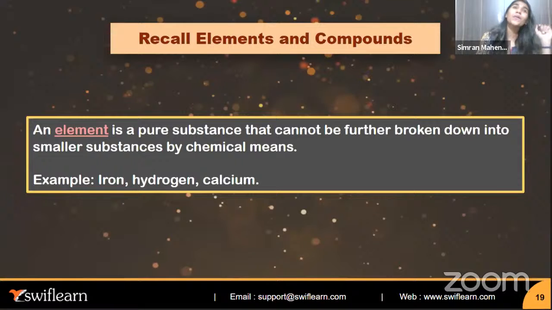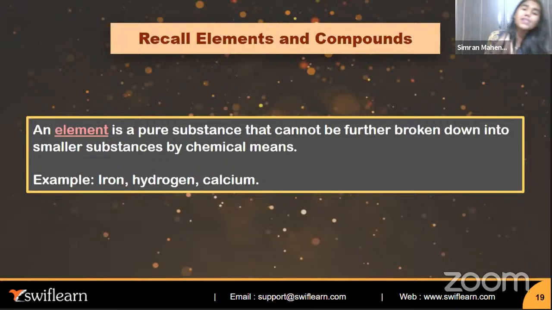So now let's move on to the next law, that is the law of constant proportion. Before we move on to the law of constant proportion, we need two basic pieces of knowledge to be clear that we have already learned in our previous chapter. We'll try to recall them. What are elements and compounds? Try to recall what is an element and what is a compound.